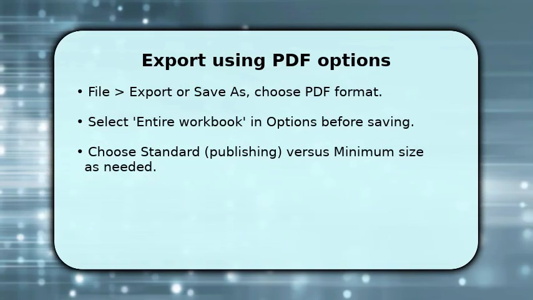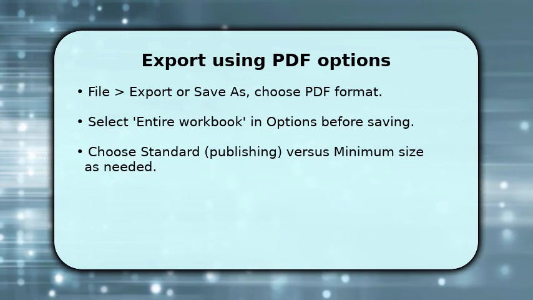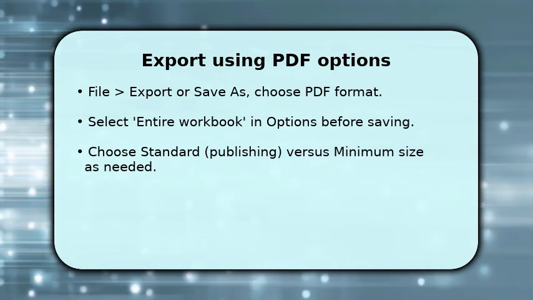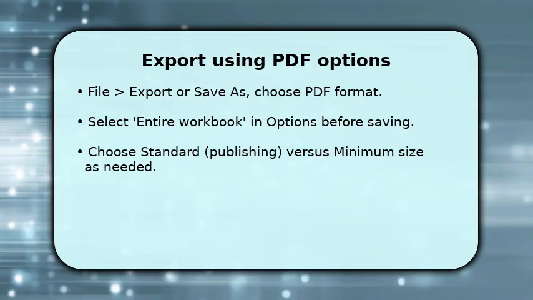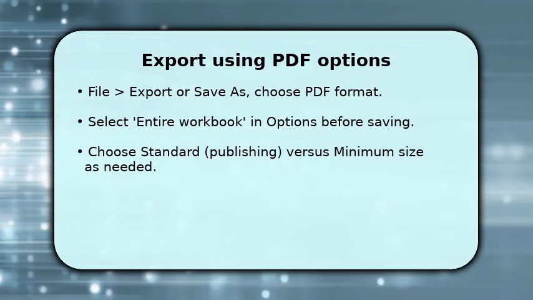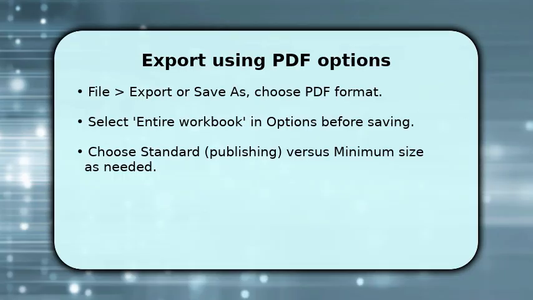You now export. Go to File, then Export or Save As, and pick PDF as the file type. Critically, click Options and select Entire Workbook so Excel includes every worksheet rather than the active sheet.